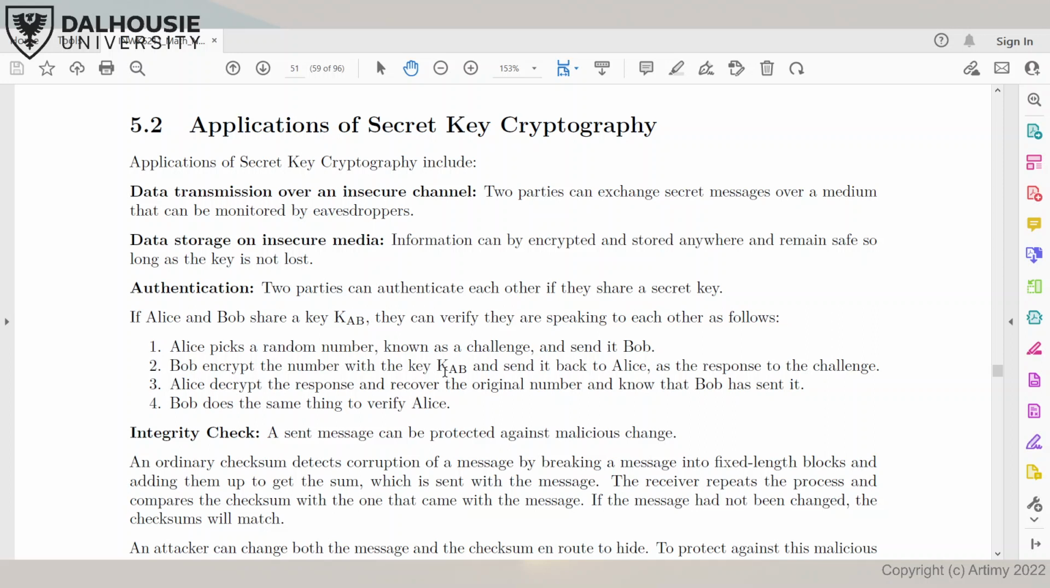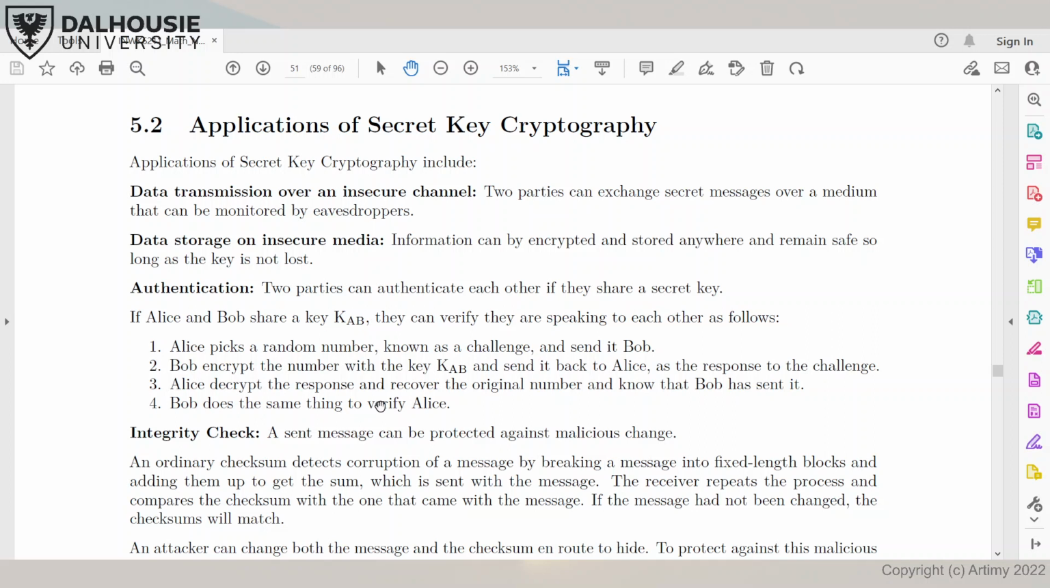Another application of secret key cryptography is authentication. In authentication, we have two parties that use secret key cryptography to make sure that each one is whoever they say they are, right? So we need to make sure that the identity is correct, right?